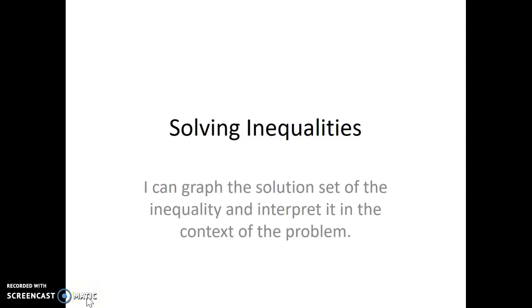Guys, today we're going to talk about solving inequalities, and the I can statement we're looking at is: I can graph the solution set of the inequality and interpret it in the context of the problem.